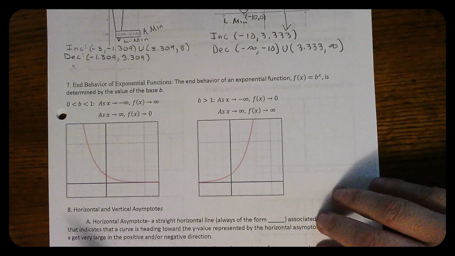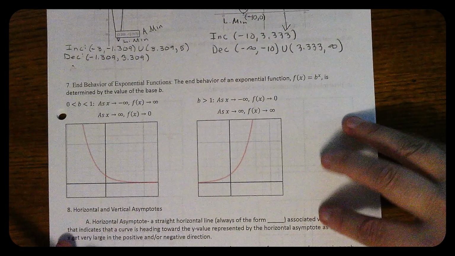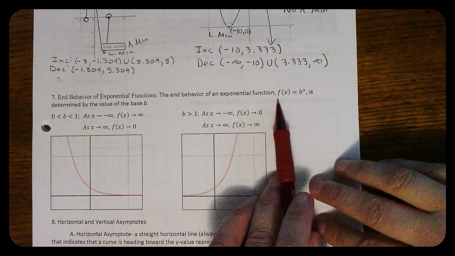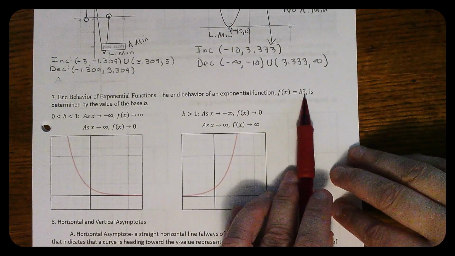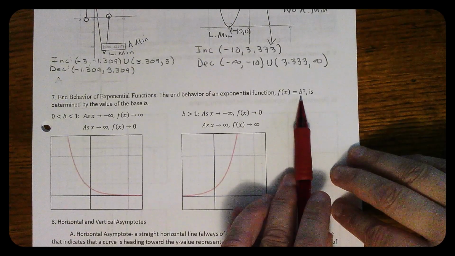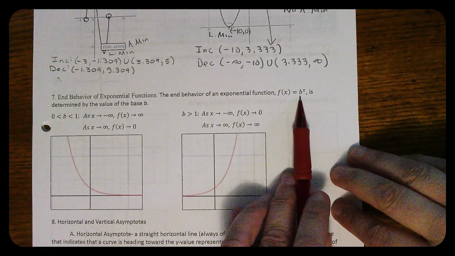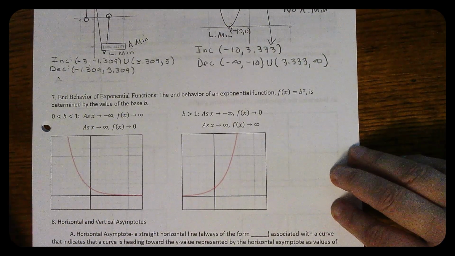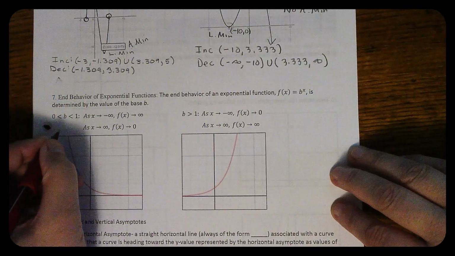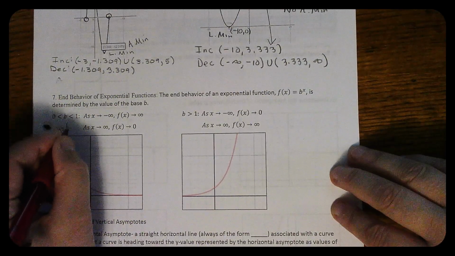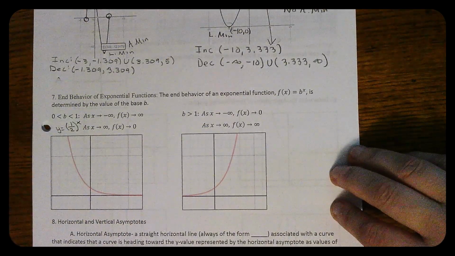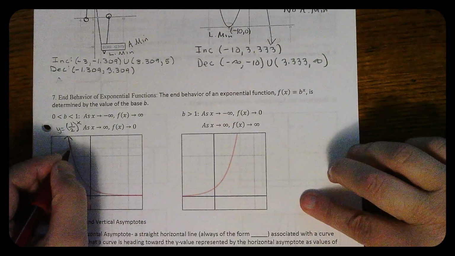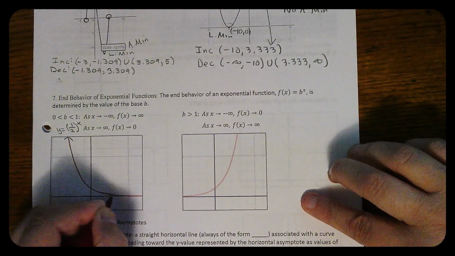Those are exponential functions, okay? And the interesting thing about exponential functions is they're in this form, f of x equals a base b to the x power, and the end behavior is determined by b. If b is between 0 and 1, like if b is a fraction, b is always going to be positive. So if we have y equals 1/2 to the x power, for example, it's going to look like this. Now, you don't need to know that right now, but I'm just giving you the example.